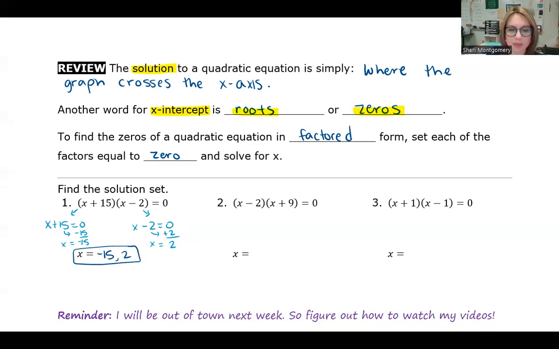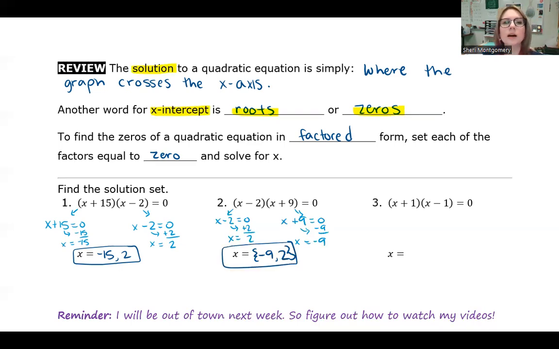The next one, it's the same thing over and over again. I'm going to split them and set them both equal to 0. So x minus 2 equals 0 and x plus 9 equals 0. So I will add 2 and I will subtract 9. So I get x is equal to -9 and 2. I don't care if you write it either one of those ways, just do not put parentheses. Parentheses is not correct.